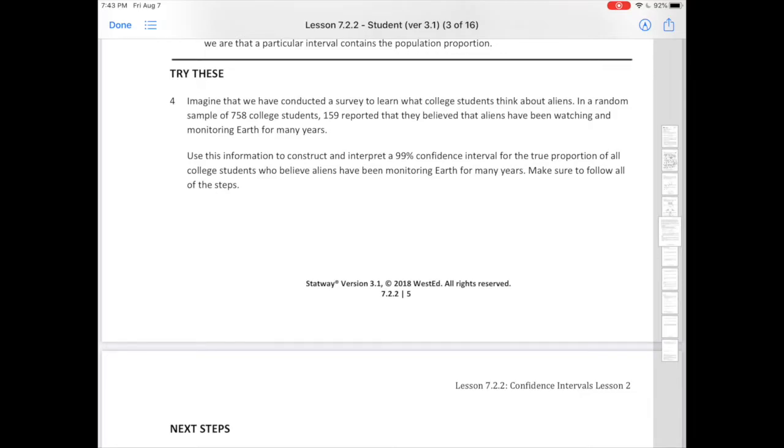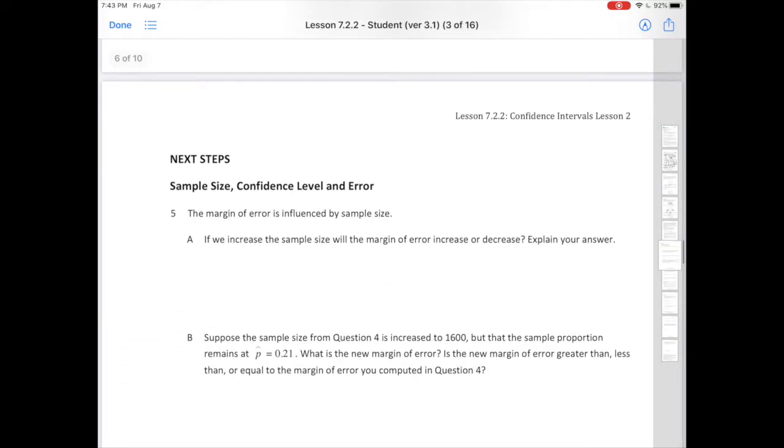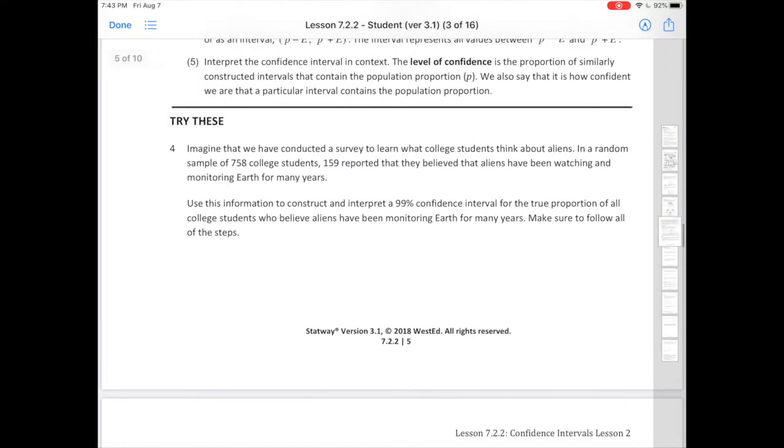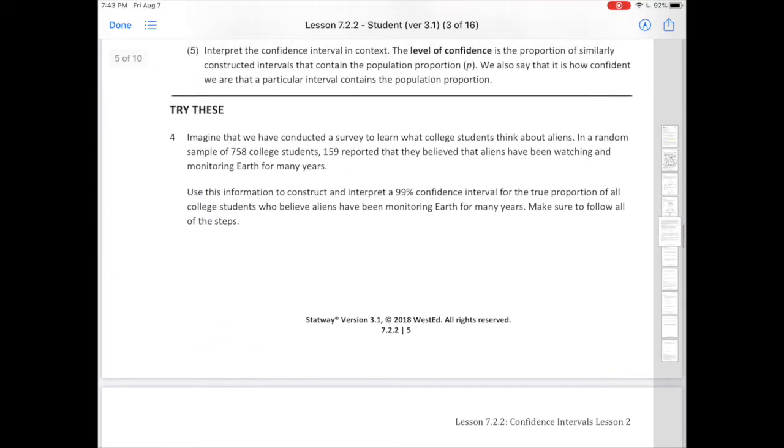Okay, guys, so we're going to practice using all of these steps to do a brand new problem. First, we have to write it all in this little group here. So let's go ahead and do that. First thing we have to do is verify normality. It said 159 reported that they believe that aliens have been watching. And remember, we're talking about college students who believe in aliens, and that is considered a success in this case. So let's go ahead and check normality.